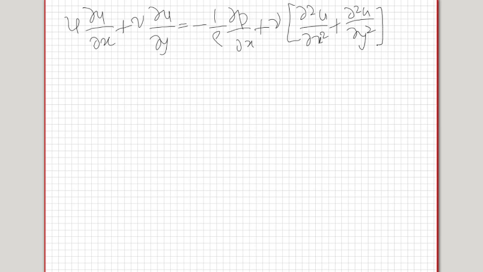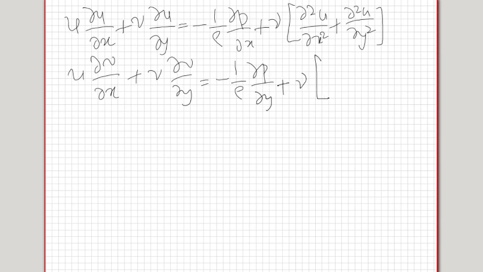If I do the same thing to the Y momentum equation, I'll get a very similar equation there. U del V by del X plus V del V by del Y is equal to minus 1 by rho del P by del Y plus nu times del squared V by del X squared plus del squared V by del Y squared.